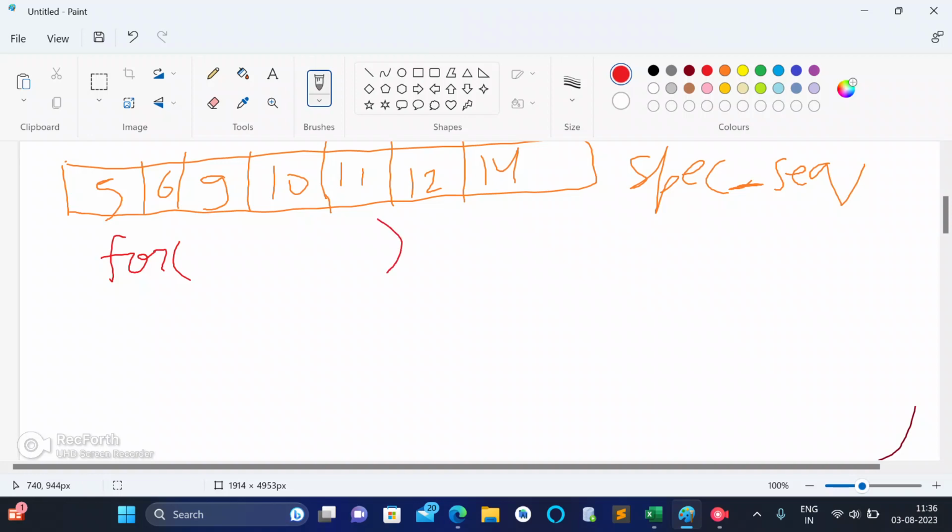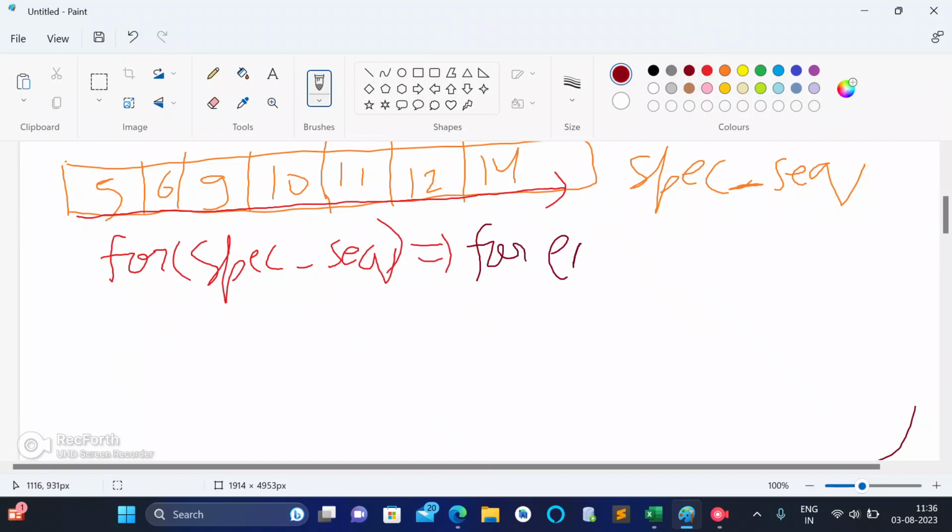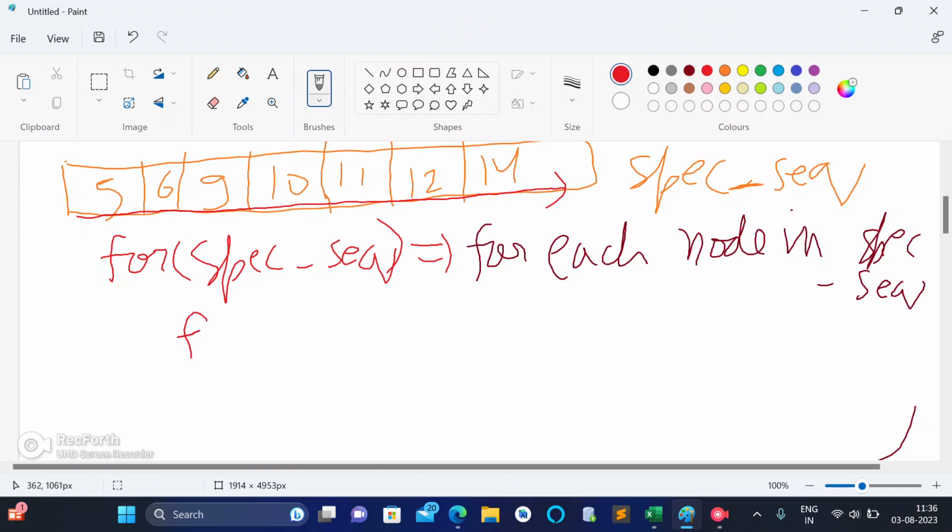Now I will apply a for loop on the special sequence. I go through each node which is present in the special sequence. So for each node in the special sequence, I will traverse each and every node.